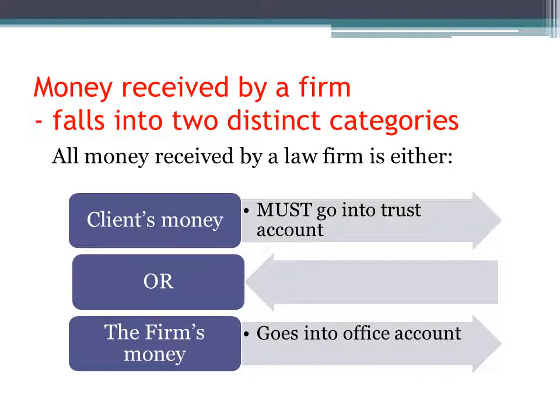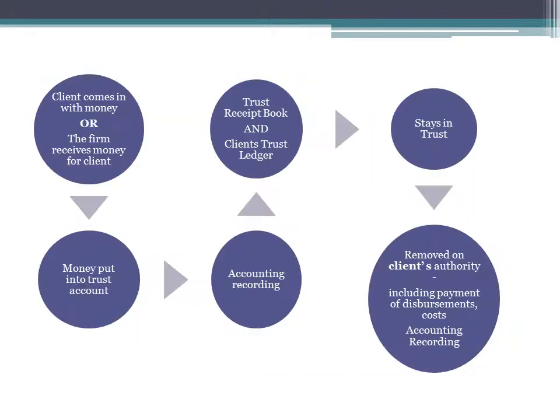So the slide on the screen clearly states that when money comes into a firm, it's in two distinct categories. It's either the client's money, and in that situation it just must go into the trust account. There's no ifs or buts. Alternatively, money coming into a firm might be the firm's money, and if that's the case, then it can go into the firm's office account.